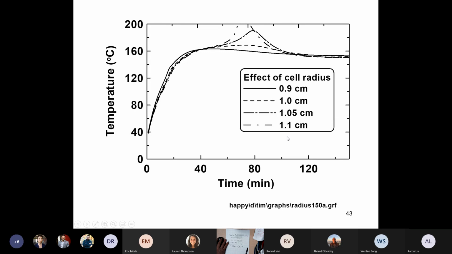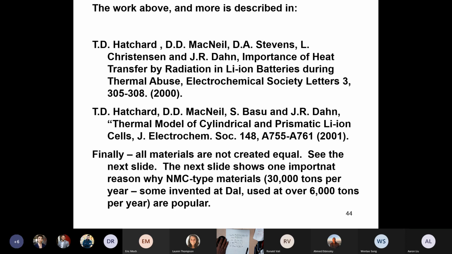But as you make the cell diameter bigger, the surface area to volume ratio gets smaller and smaller and you get into trouble. So this is where people should worry about making very large diameter cells, because it's much harder to get the heat out. And safety-related issues become much more interesting to deal with as cells get larger. Okay, so this work's described in these papers. You'll get a homework assignment on this type of stuff.